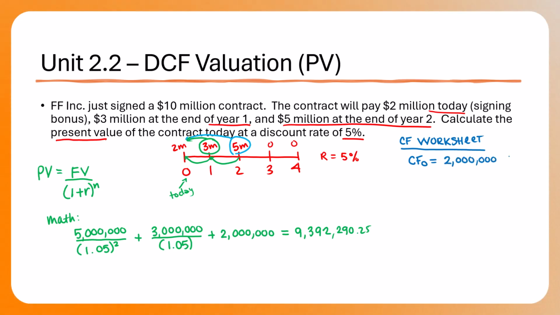We will arrow down after we hit enter. That will take us to C01. That is representative of the time 1 cash flow. We'll go ahead, type in $3 million, and arrow down. Between these arrows, we'll see an F01, and that's going to be a default of 1 because that's the frequency. There's no repetition of these cash flows, so we won't worry about these. We'll actually ignore those frequencies in this problem. And then C02 will be $5 million. Then we will move to our NPV worksheet.